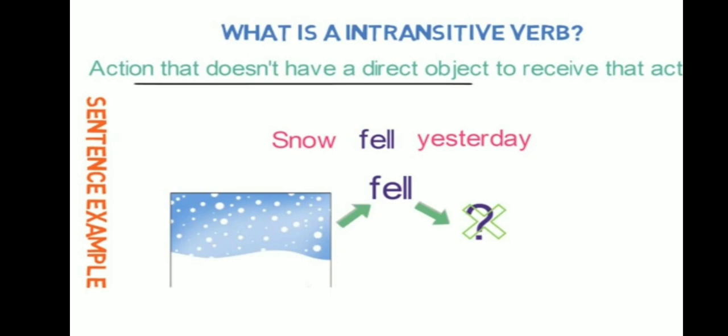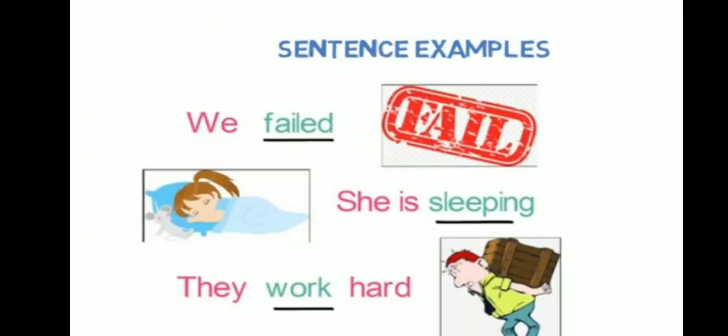But before that, I am going to tell you in short one more definition. An intransitive verb is an action that doesn't have a direct object to receive that action. For example, snow fell yesterday. Here the snow is the doer, it fell, but there is no direct receiver or direct object. That's why fell is an intransitive verb.